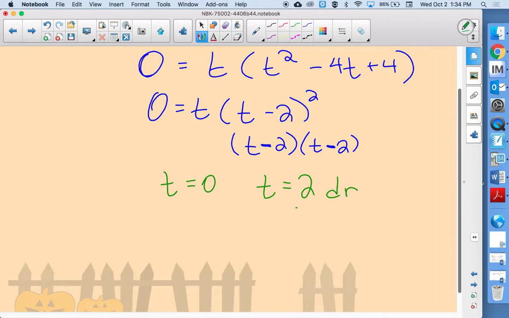So we'll look to see today how that correlates with the graph when you have a single root, or a multiplicity of 1, versus a double root, or a multiplicity of 2. It really does mean something about the graph as well. Any questions with that? Any questions with your homework?